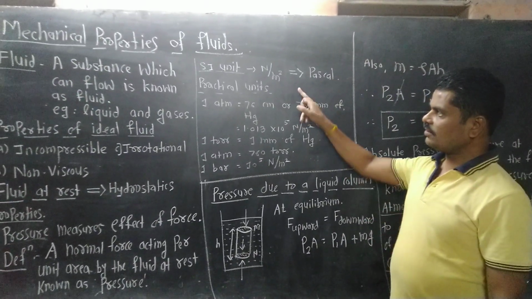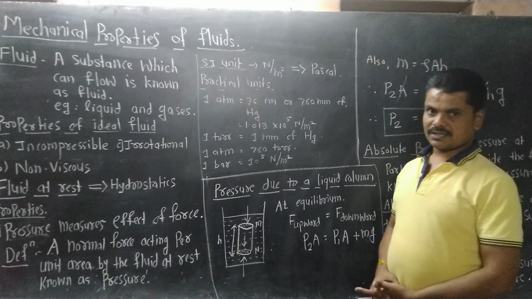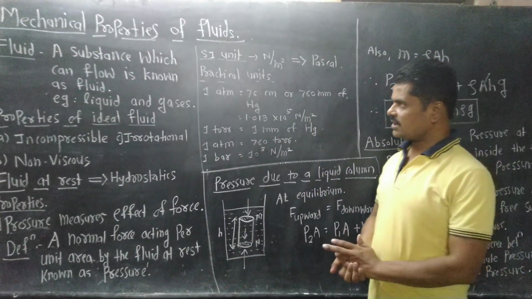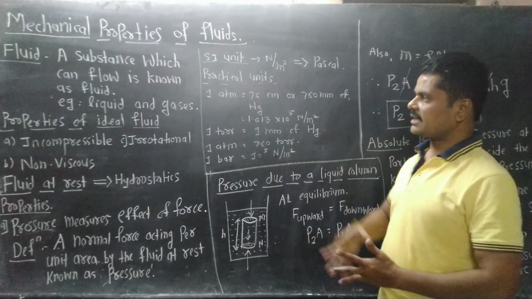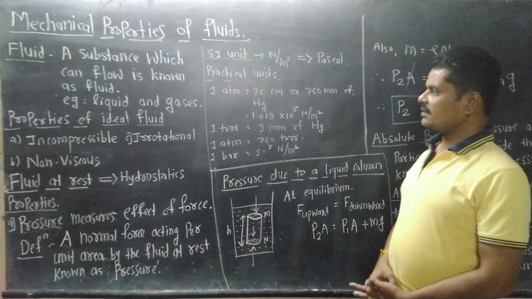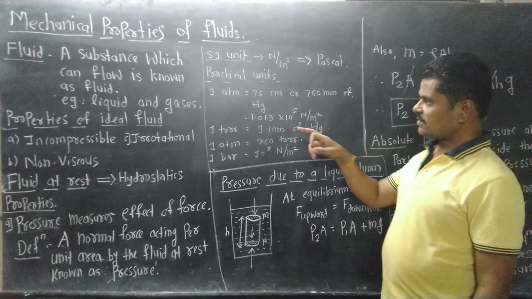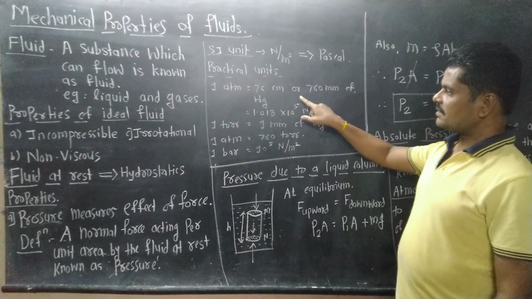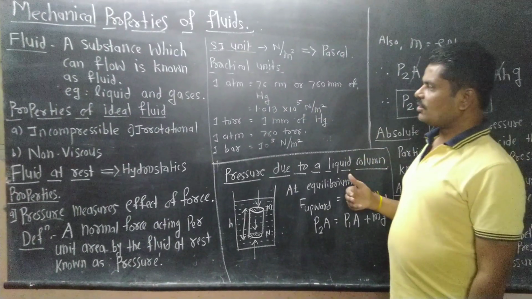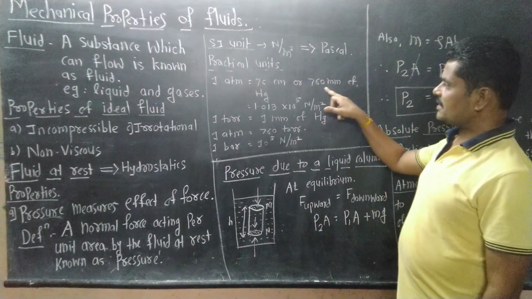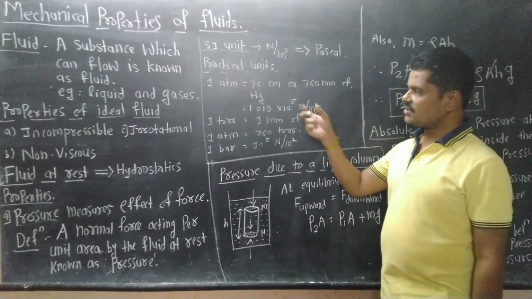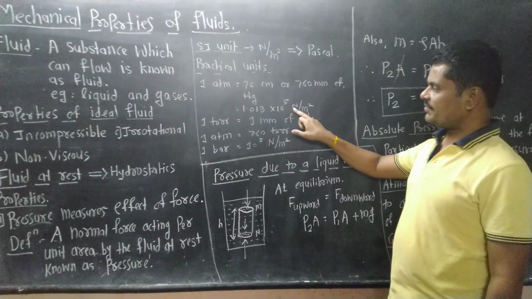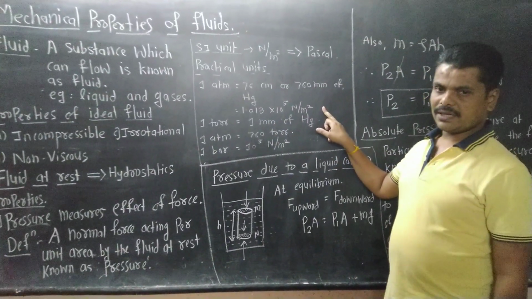Now, practical units of pressure. There are two or three units which can be used to measure pressure. The first unit is atmospheric pressure. You can measure the pressure in terms of atmospheric pressure, and that pressure is 76 centimeter of Hg column, or 760 millimeter of Hg. Hg means mercury, and its value is about 1.013 × 10^5 Newton per meter square.